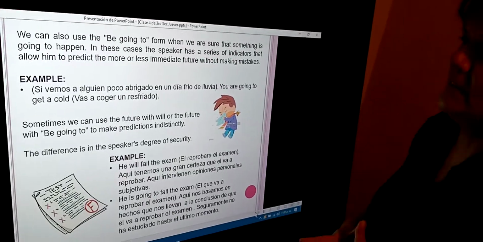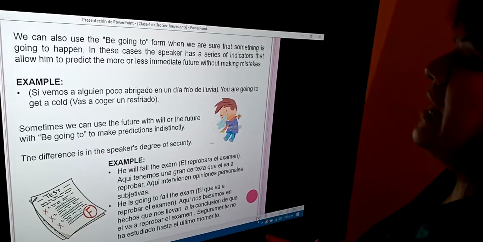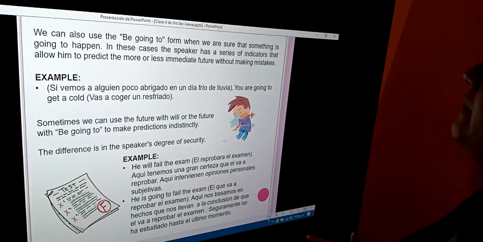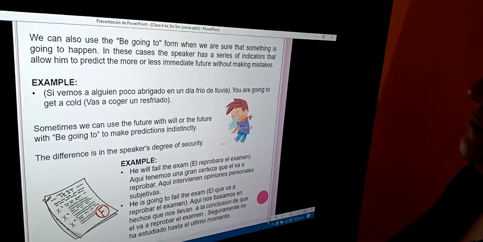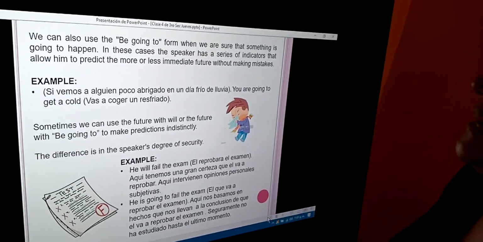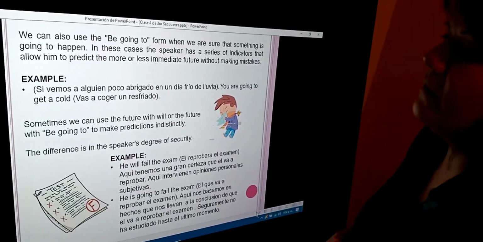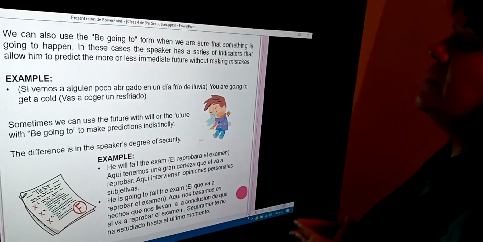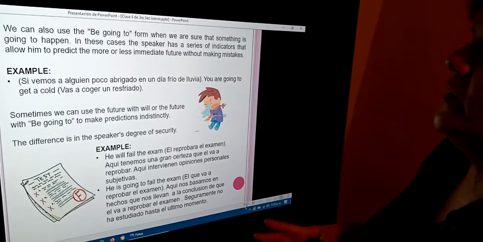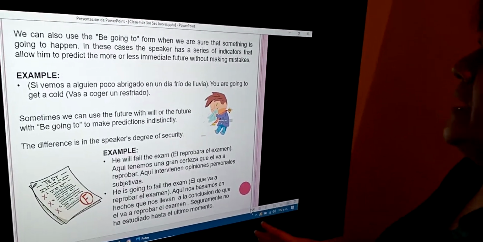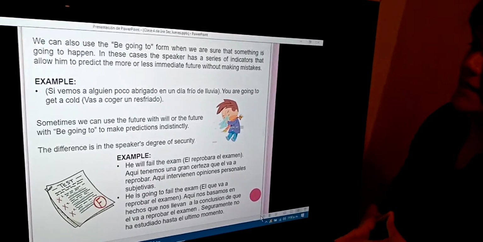Look at the example, please. Si vemos a alguien poco abrigado en un día frío de lluvia, you are going to get a cold. In Spanish we say, vas a coger un resfriado. Okay? And another one: sometimes we can use the future with will or the future with be going to to make predictions.